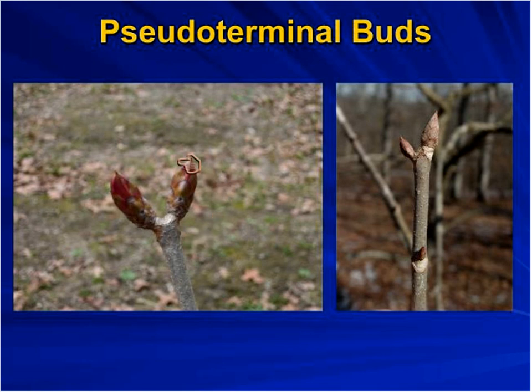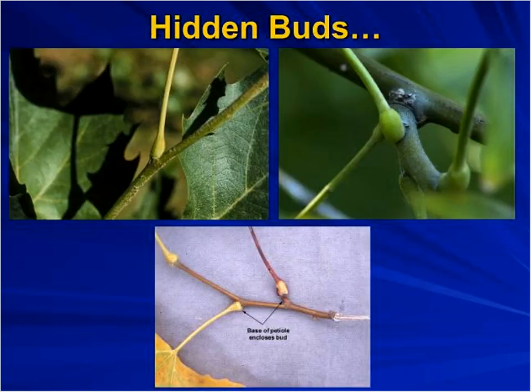These are called pseudo-terminal buds. If you see this, likely you're thinking of one genus, and that would be Aesculus. All of our buckeyes, many native buckeyes, Aesculus parviflora and Aesculus pavia being two of the more common ones, all have this kind of pseudo-terminal bud, where the terminal bud has actually died or fallen away in this example, and then the bud to the side will take the position of the terminal bud for the following year. Very distinct terminal bud arrangement with pseudo-terminal buds.